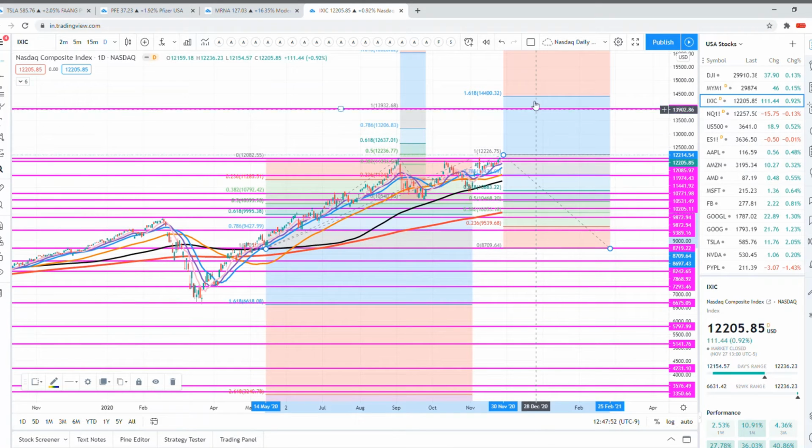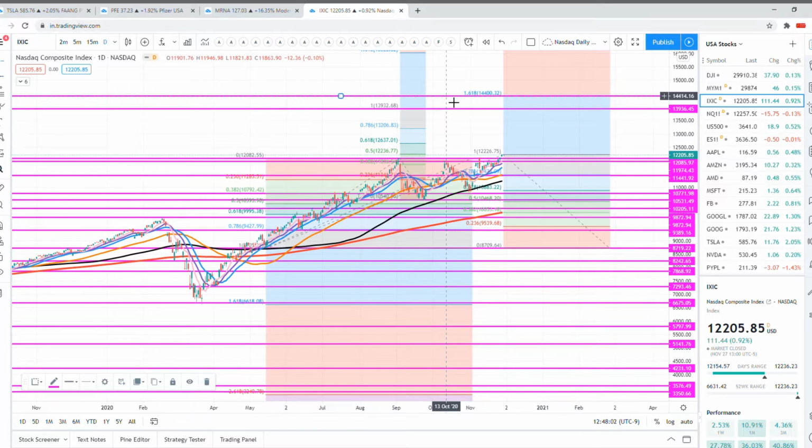Now it can even go up to 14,400, the Nasdaq. So these are the important levels we can think of. Other levels are, of course, 13,206, 12,637. So if you want to play big, like if you want to buy here and it's showing good uptrend, then buy for the big targets.